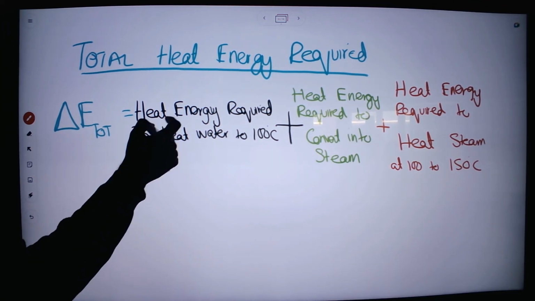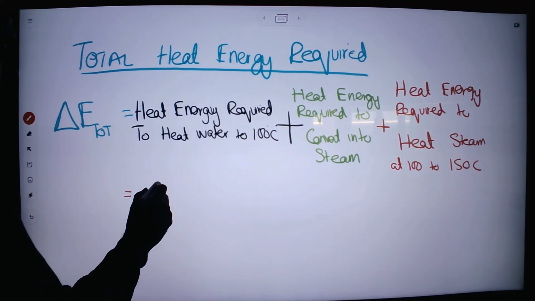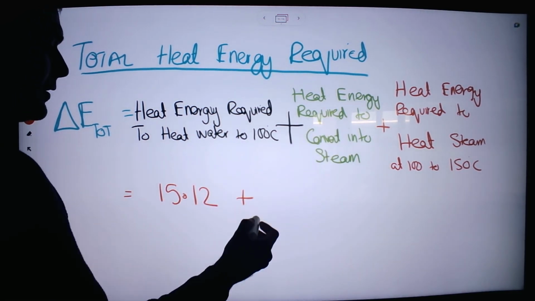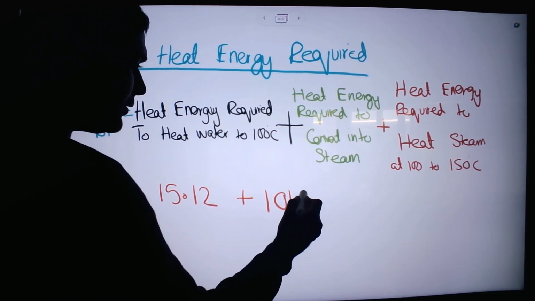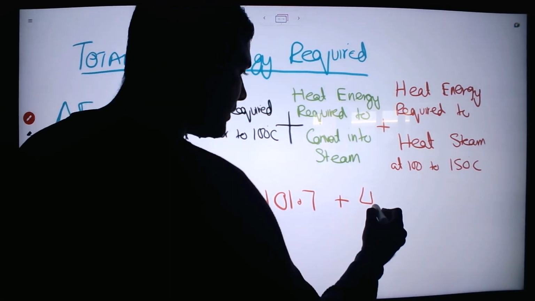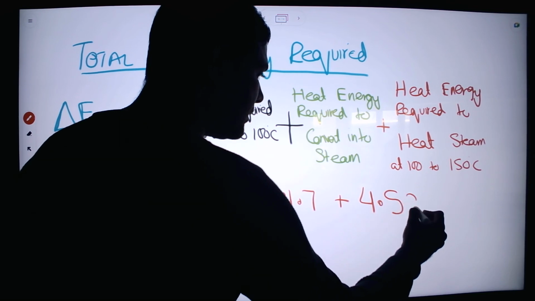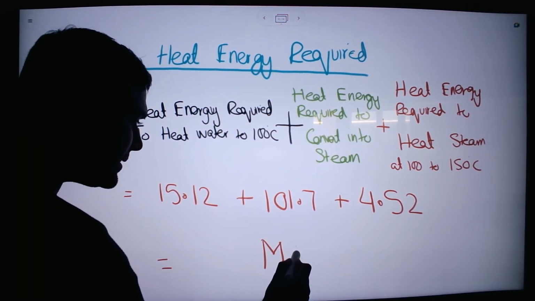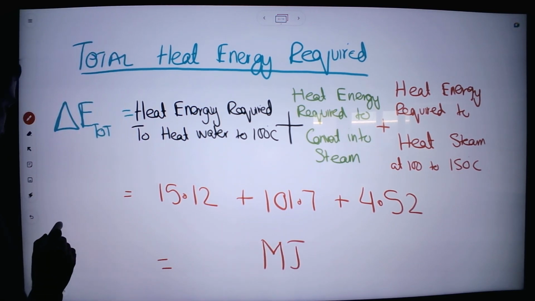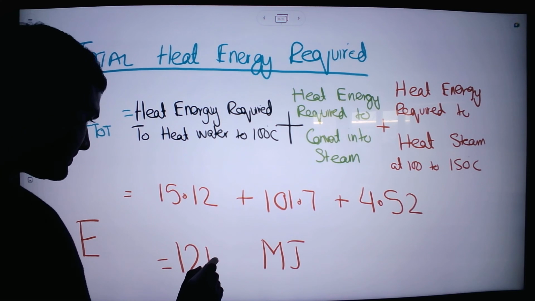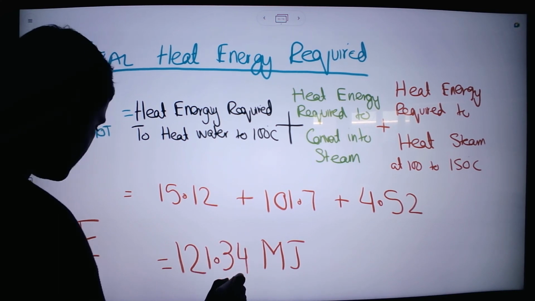Okay, what was the first value? 15.12. What's the second value? 101.7. Thank you. What was the last value? 4.52. Okay, everything is in megajoules. Anyone got an answer for me, please? 121.34. That's very expensive.